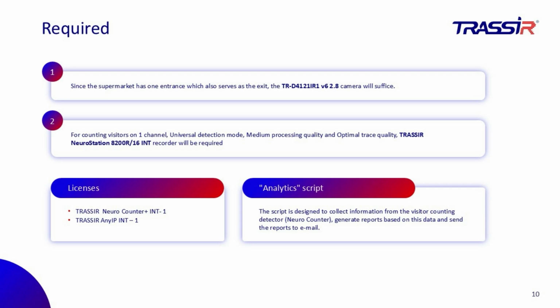To count visitors on channel 1, universal detection mode, medium quality processing and optimal quality tracing, you will need a 16-channel NVR TRASSIR NeuroStation 8200R, as well as the following licenses. TRASSIR Neuro Counter, 1 piece, TRASSIR NEIP, 1 piece, and the analytics script. The script is designed to collect information from the visitor counting detector, Neuro Counter, build reports based on this data, and upload reports to email.